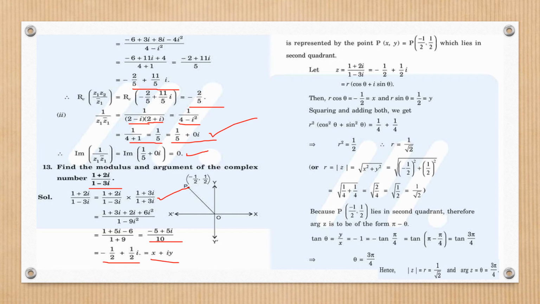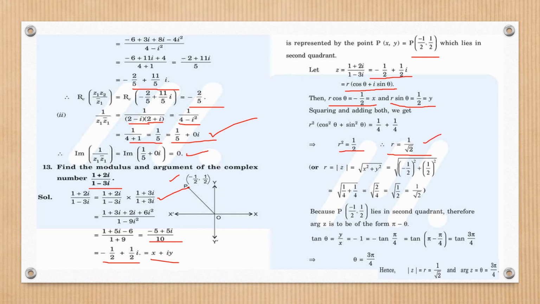Now this point can be represented as the point minus half, half, right? And this lies in the second quadrant, where you know the argument is 180 minus theta, right? So z is your complex number like this. So compare it with r cos theta plus iota sin theta. R cos theta becomes minus half, which is x, and r sin theta is half, which is y. So squaring and adding both these, you get r square times cos square theta plus sin square theta is 1 by 4 plus 1 by 4, which is r square is 1 by 2, which is r is 1 by root 2. And you know why the negative sign is not retained, because it is a modulus, it is distance, so I should retain the positive sign itself, okay?